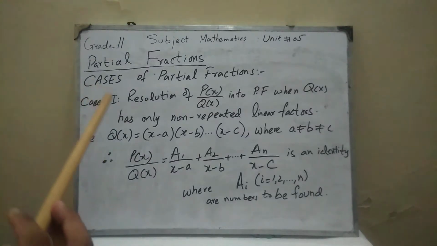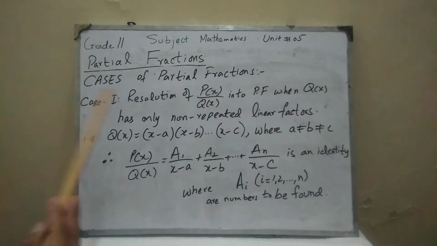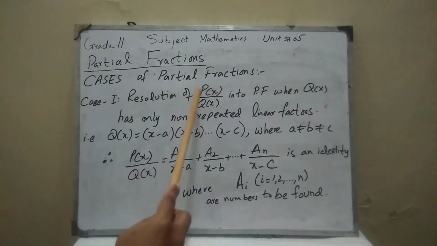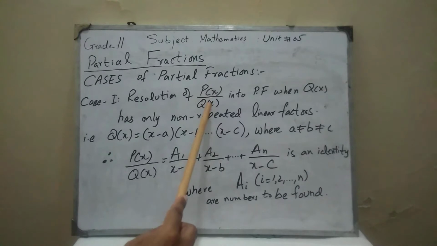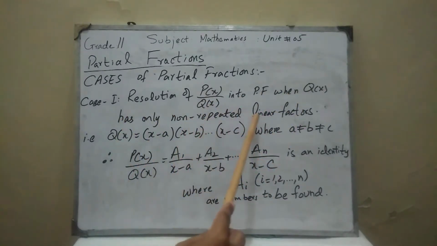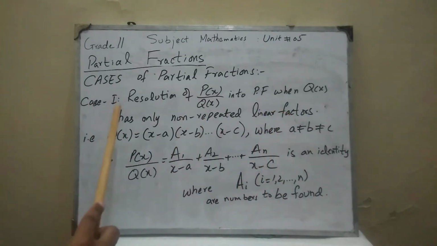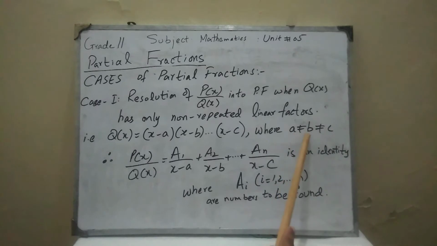Now, cases of partial fractions. First case, resolution of P of x by Q of x into partial fractions when Q of x has only non-repeated linear factors. This is our first case. We have Q of x equals (x minus a) into (x minus b) and so on into (x minus c). Here we must note that a is not equal to b and is not equal to c. That is, these constants are different.